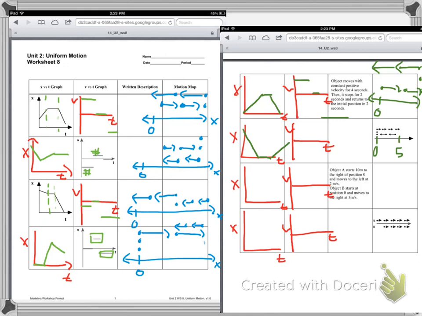So we start with a negative velocity, then a 0 velocity, and then a positive velocity whose magnitude is less than that of the velocity that it began with.